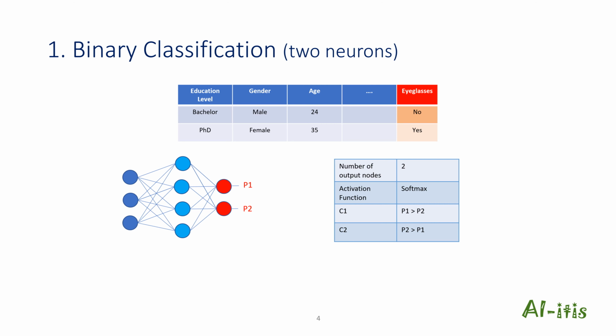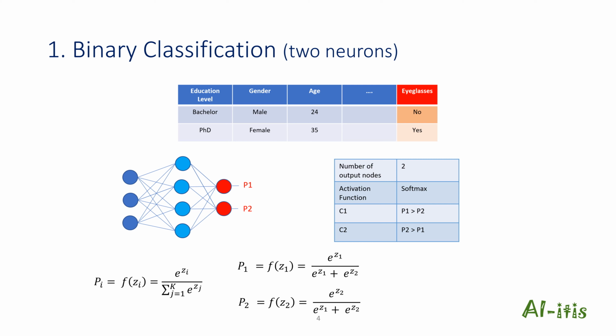The other difference between these two structures is that we use softmax instead of using sigmoid for the activation function of the last layer. For each neuron, the softmax function will calculate e power of z, then divide it by the sum of the outputs of the neurons, which in our case, we just have two neurons. Then the value of P1 and P2 will be calculated according to these two formulas.